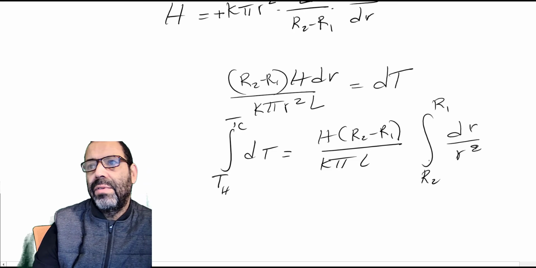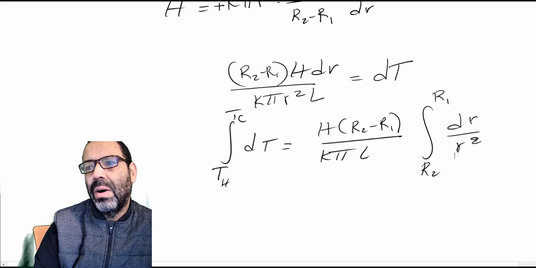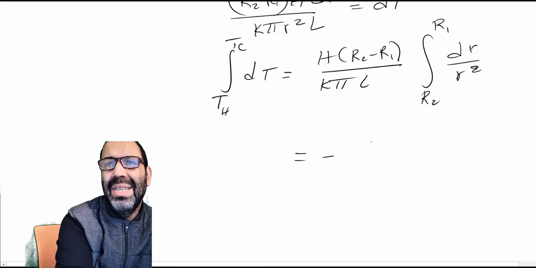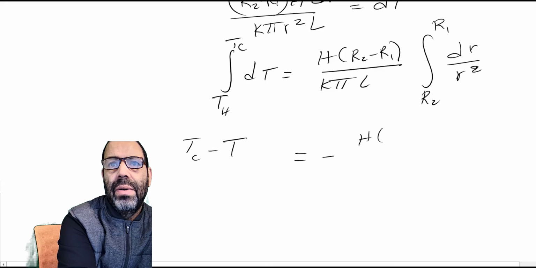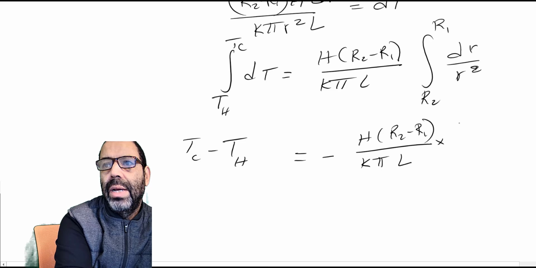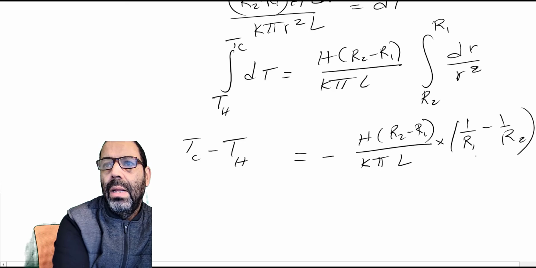The antiderivative of 1 over r squared is negative 1 over r, and this will simply be equal to minus h. On this side it's tc minus th. On this side it's going to be minus r2 minus r1 divided by k times pi times L times, again, 1 over r1 minus 1 over r2.